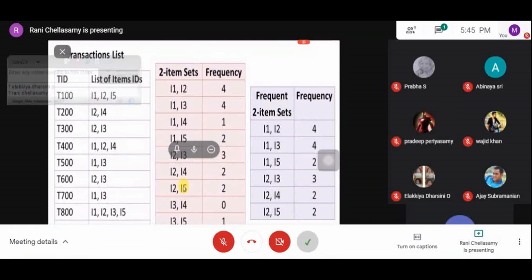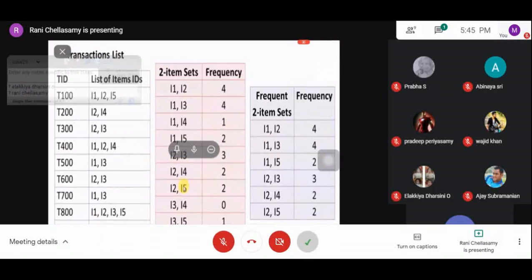So find that particular item set. See here, you are getting 1 which is below 2. Okay. Now, next 0. Next 1. So 4 rows or 4 records can be pruned. So after pruning, you will be getting the frequent 2 item set in this table.